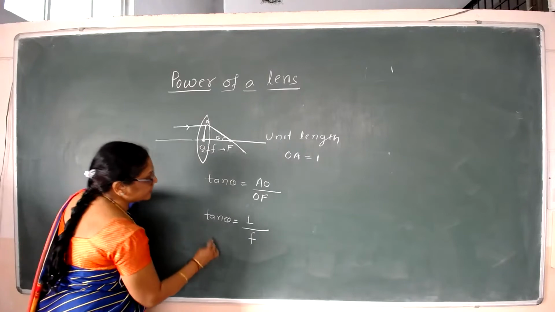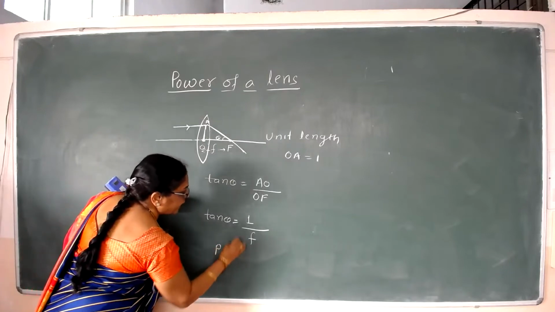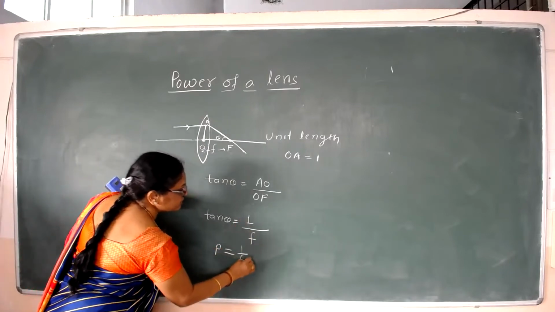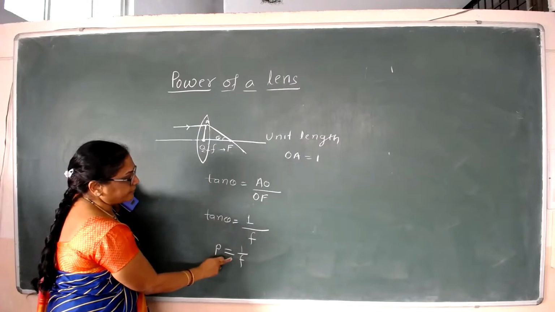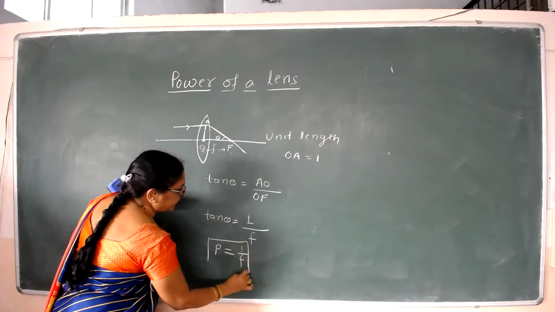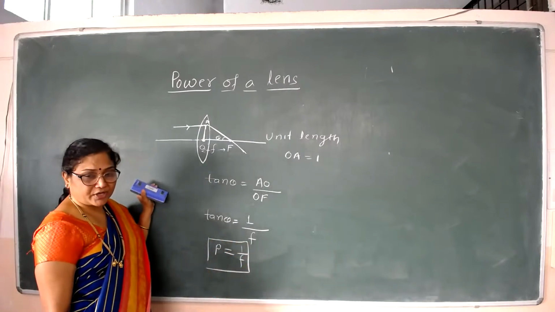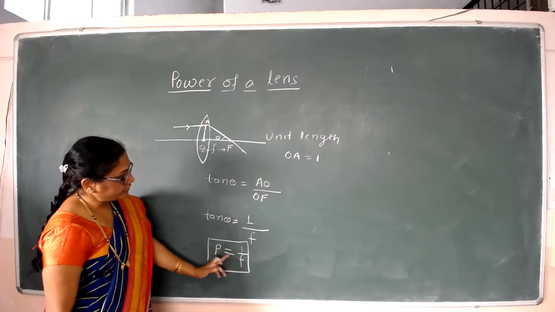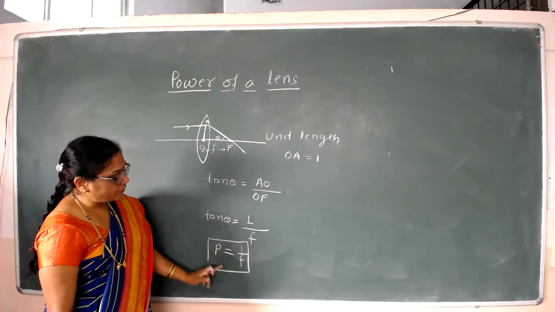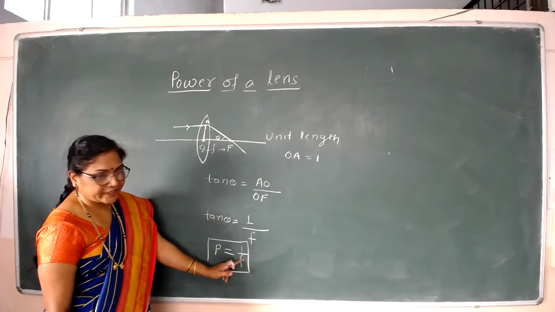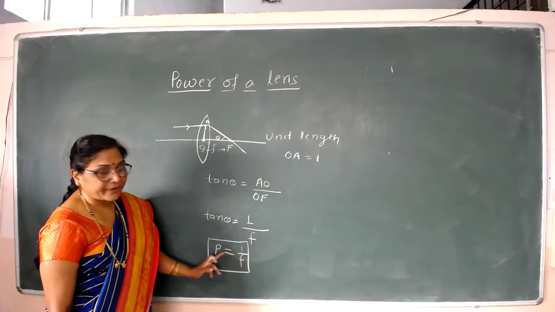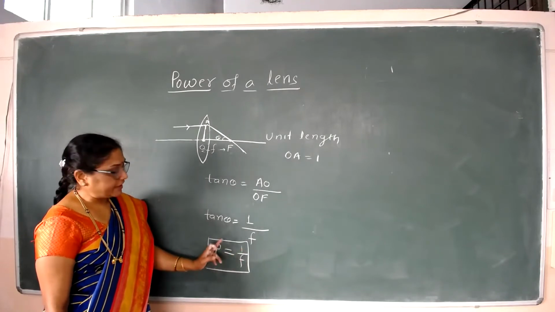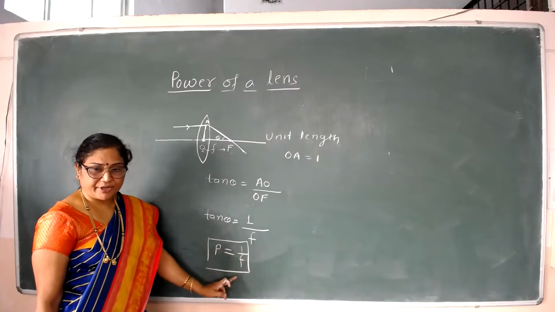So this tangent is known as the power of a lens, and according to this figure we have got 1 by f. So the power of a lens is the reciprocal of the focal length. Otherwise, f is equal to 1 by P. If the value of f is given, then we can find the power directly, but the power is a reciprocal of the focal length.